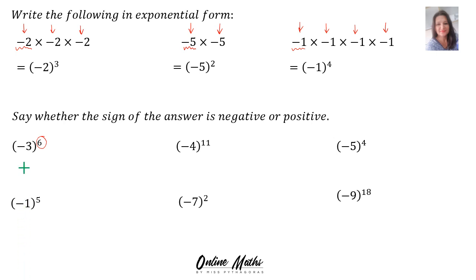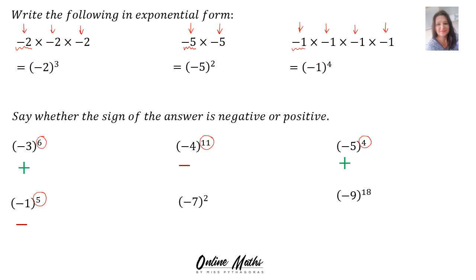The next one, -4 raised to the power of 11. 11 is an uneven number. Therefore, the answer will be negative. -5 to the power of 4. 4 is an even number. The answer will be positive. -1 to the power of 5. 5 is an uneven number. Therefore, the answer will be negative.